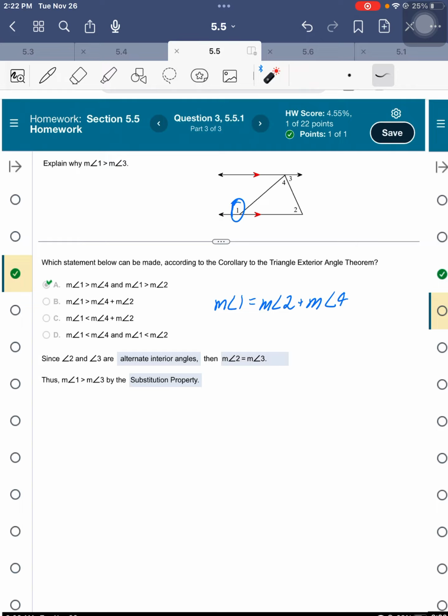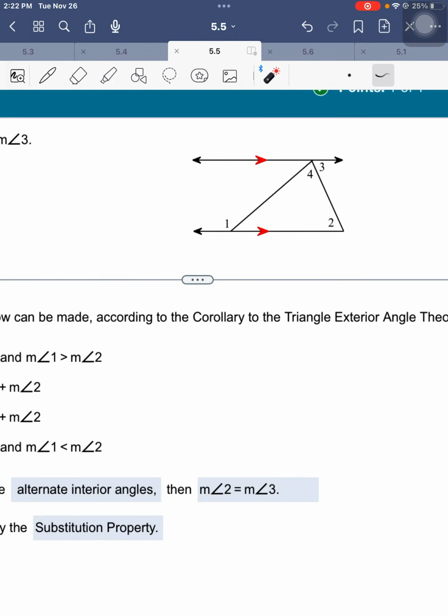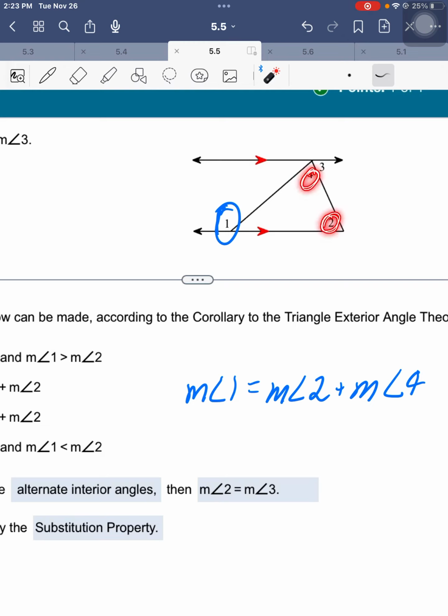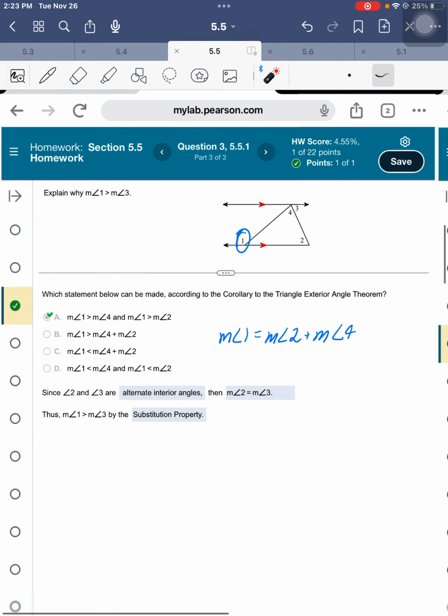Okay? So, knowing that, if measure angle 4 and measure of angle 2 are added together to equal angle 1, do you think there's ever a situation where 4 is going to be greater than 1? Or where 2 is ever going to be greater than 1? If it takes 2 of these angles added together just to equal angle 1, then there's no way individually they can ever equal it, let alone be bigger, correct?